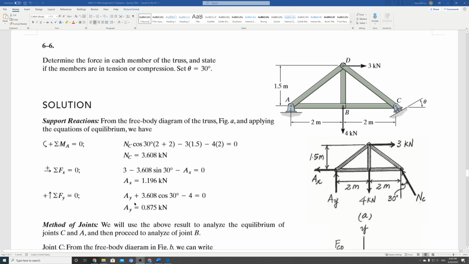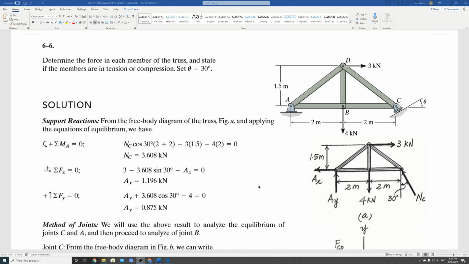Okay? The next one. Now we're going to look in the y direction. So here's one force in the y direction. Here's another force in the y direction. And then we have a force acting straight up here in the y direction also. So we have AY minus 4 because that's going down. And then 3.608 times cosine of 30 degrees, which is this force, the NC. So that now gives you AY, okay? So now we have the reactions at this point and this point, right? Okay, so we know those forces.